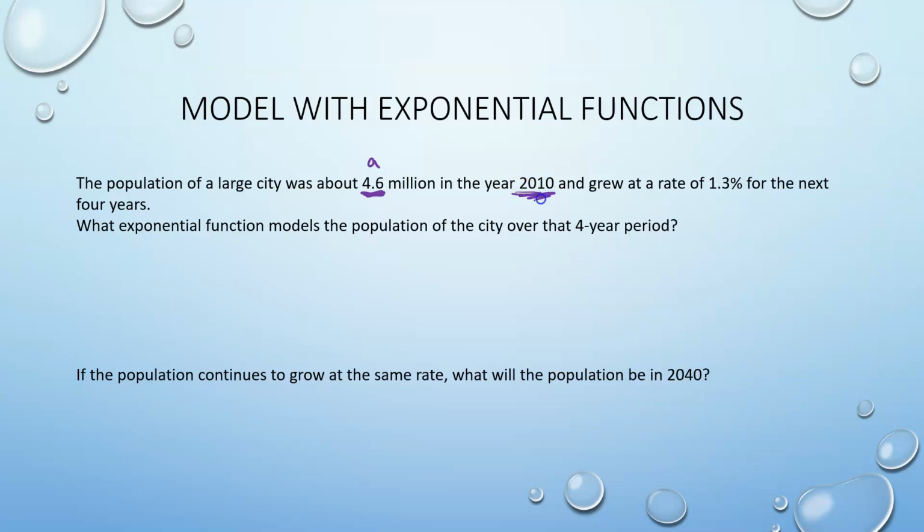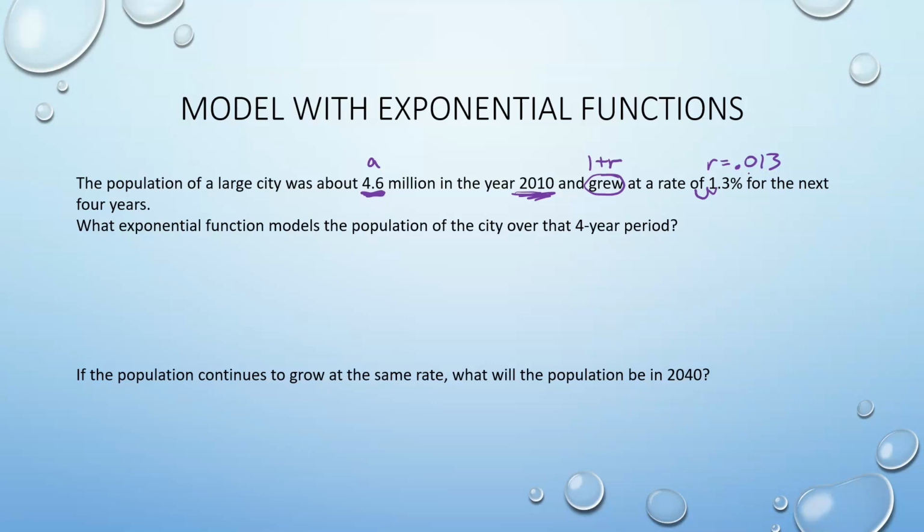If they're saying 2010 is the starting amount, that's actually the beginning year, okay? As soon as I see that it's growing, that's when I have to do the 1 plus r inside parentheses, and the rate is 1.3%. Now remember, you have to move that decimal place 2 times, so I'm going to put that in as 0.013.